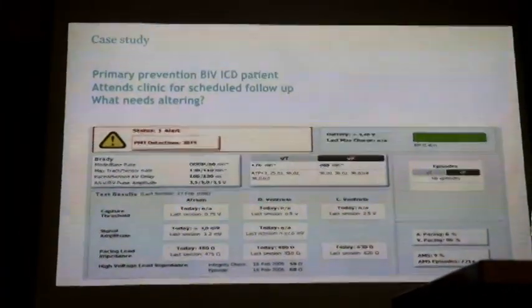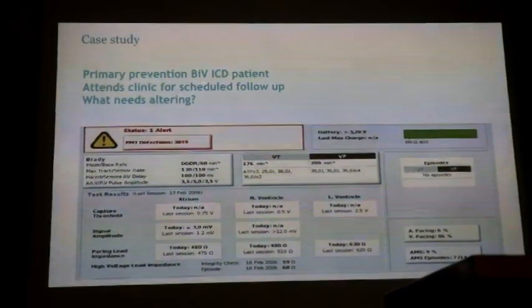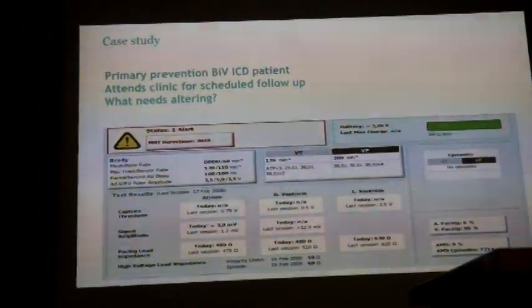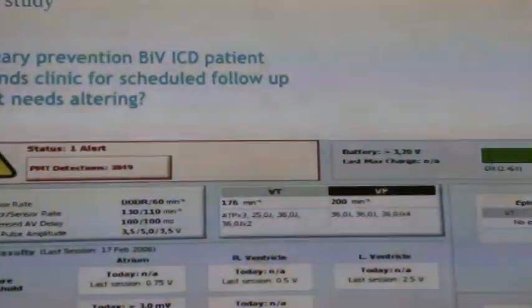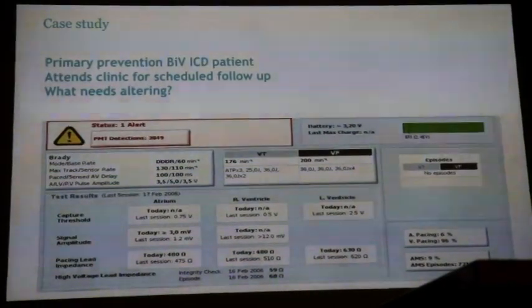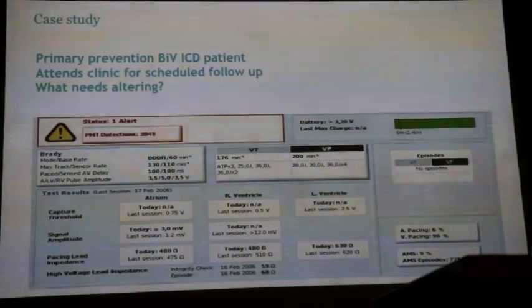Here's another case study. So this is going to be to do with sensing as well. A primary prevention ICD, attends clinical scheduled follow-up, and we're going to have a look and see what needs altering. So what about this device setting here? It's VT at 176 and VF zone at 200. For primary prevention, it's reasonable, right? You might want to push this VF zone a little bit, but these are reasonable settings.